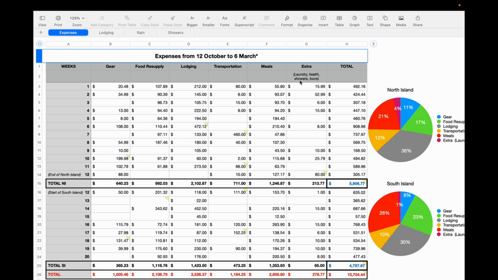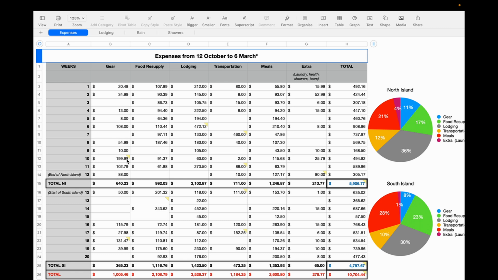Extra was laundry, health, showers, and tours. So like there was a tour somewhere along in here where I went to the Treaty Grounds, so that would have been included in that. But also laundry, if I had to buy any kind of items for health or something along that line, that was in this category.